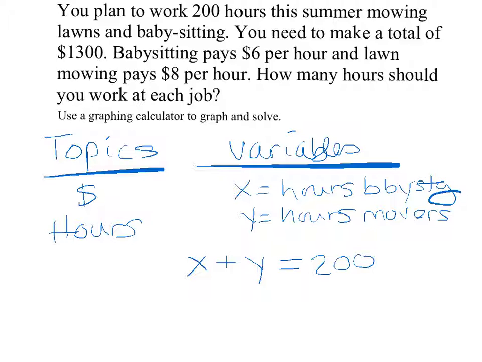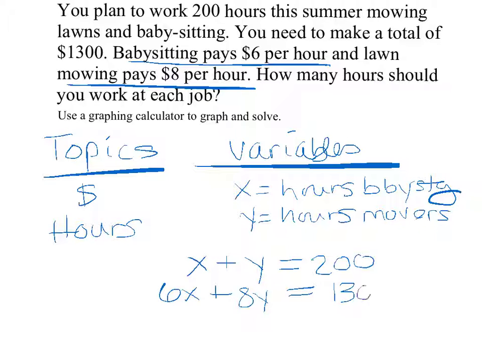Now the other one is the amount of money you're making. Babysitting pays $6 per hour, so you're going to want to take 6 times the number of hours you're babysitting, plus mowing lawn pays $8 an hour, so 8 times the number of hours you're mowing lawn. Now that needs to total up to the $1,300 you wanted to make.